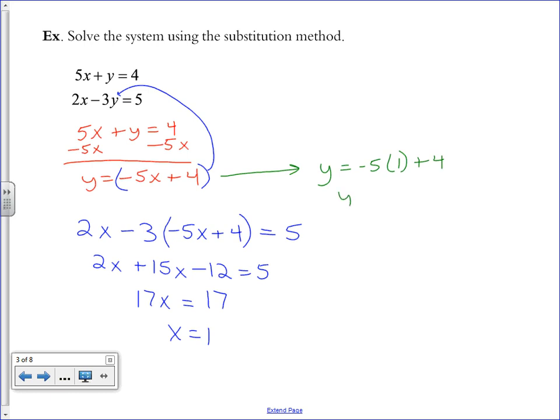Simplify the right side of the equation, negative 5 plus 4. So y equals negative 1. And write our final answer as an ordered pair. X was 1, y was negative 1.